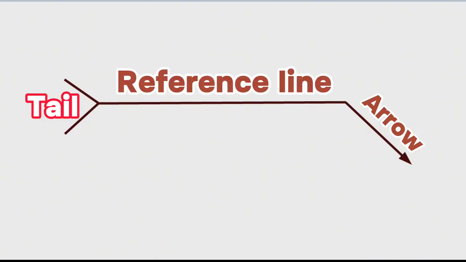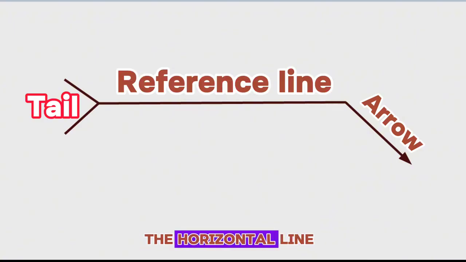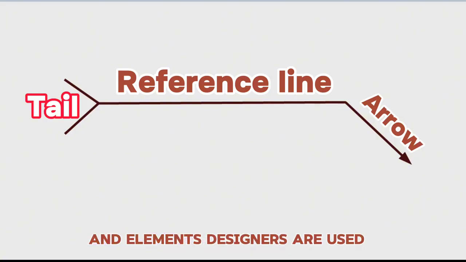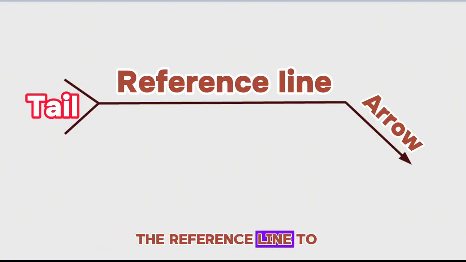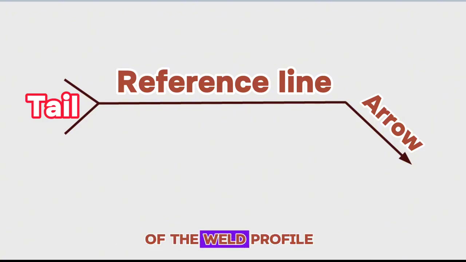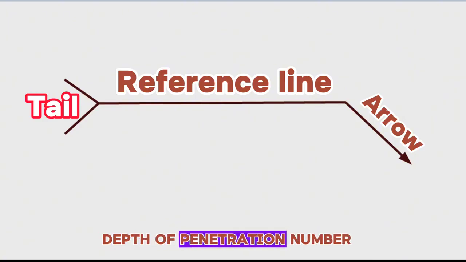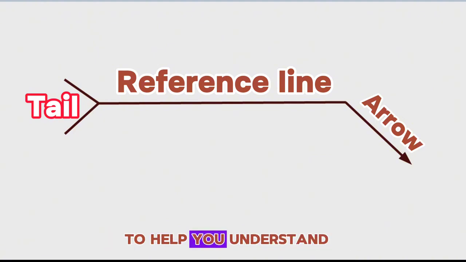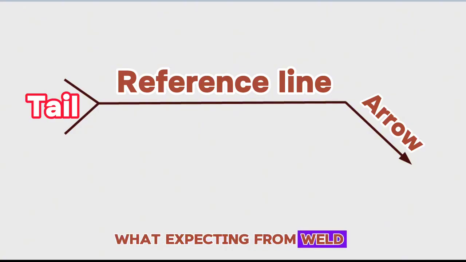Reference line. The reference line is the horizontal line that serves as the anchor for all welding symbols and elements. Designers use the reference line to show the size of the weld, angle of inclination, size of the weld profile, depth of penetration, number of welds, spacing. Instead of words, a series of welding symbol elements is used to help you understand what is expected from the weld.